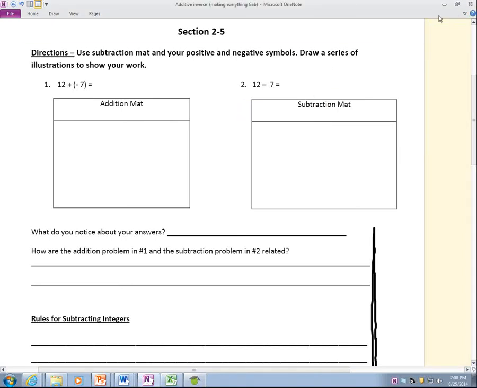So this is section 2.5 notes. We're going to be talking about the additive inverse. And essentially what this is doing is we are going to be talking about getting, speaking of talking, stop.